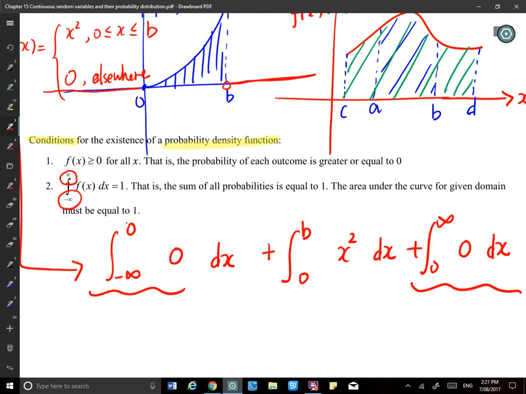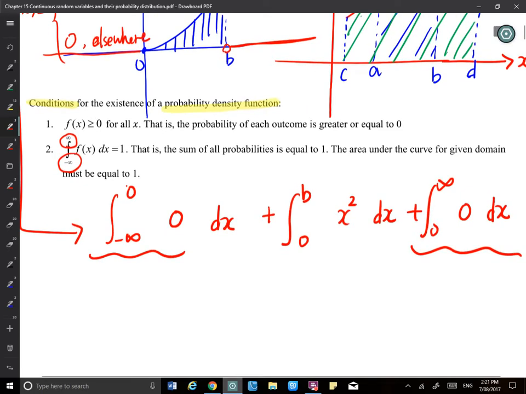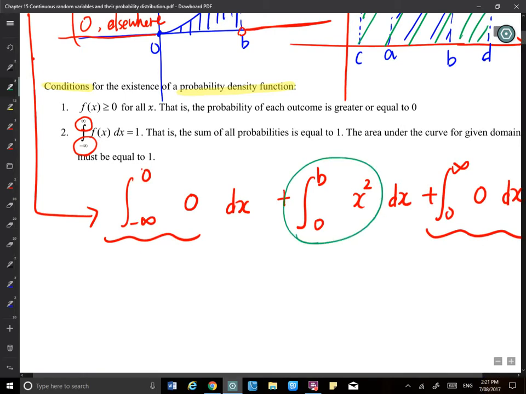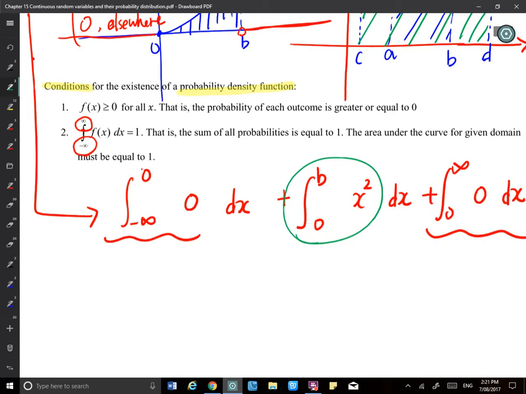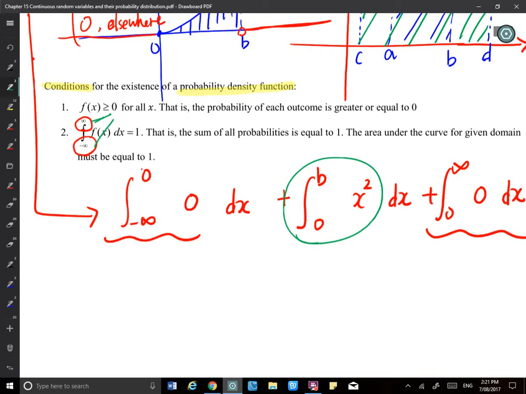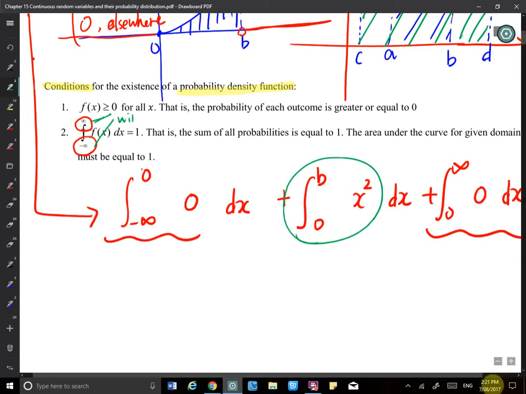But in your actual paper, I will say only write this is enough. Only having that is enough because you know that all the other parts will have an area of 0. So only 0 to b. So be careful, it's not negative infinity to positive infinity on this single function. It's with the proper domain.